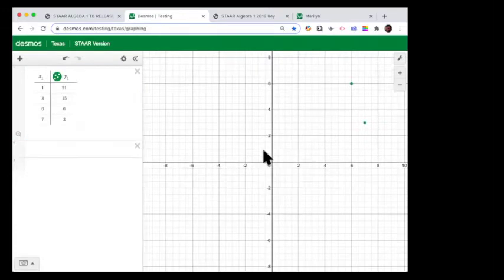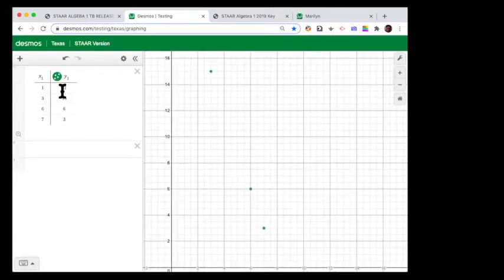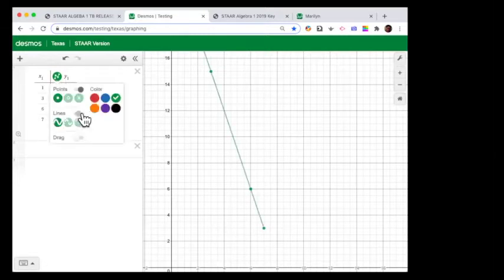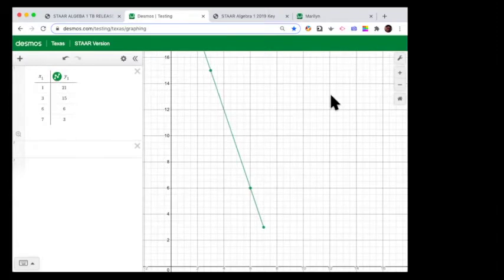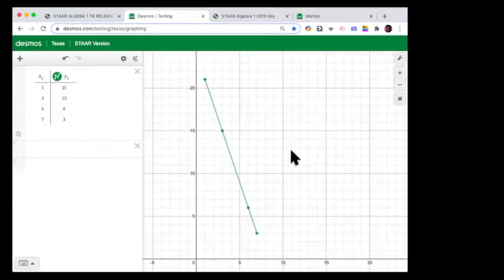Okay, so we have our points plotted out, and we can get a visual on that. We can see the line by, once again, hitting the circle and switching on line, and this is what we get. And this works in a Chromebook, this works in an iPad, and other devices that support the Desmos calculator.